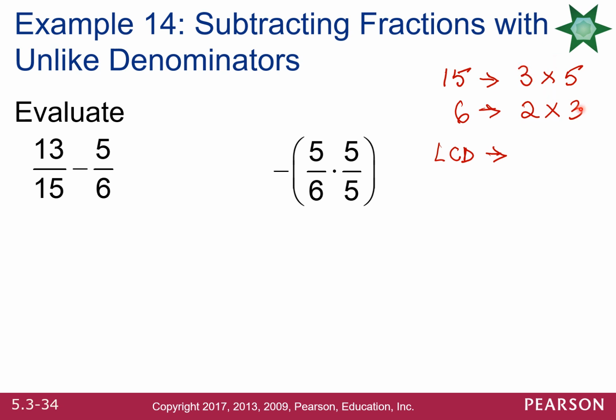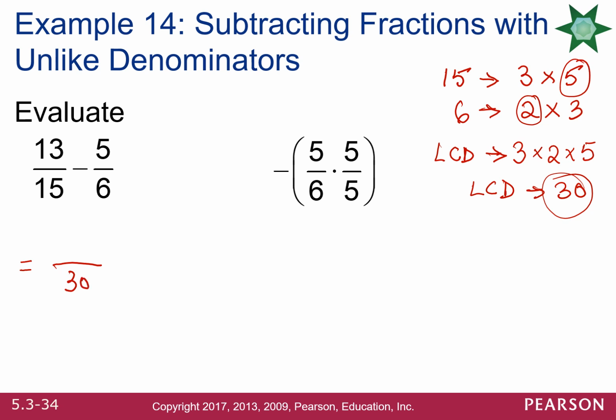So 3 occurs twice, but you're going to pick it only once. So I'm going to write a 3, and then 2 occurs once, and then 5 is a unique factor. So 3 times 2 times 5 gives us a common denominator of 30. So 30 is going to be our common denominator. Once we get that, I'm going to put 30 as the common denominator for both the fractions.